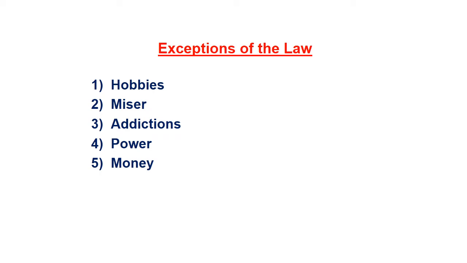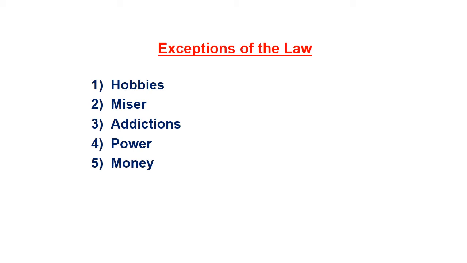The first one is hobbies. Hobbies like reading, writing, collection of rare articles. What happens in this case? With the increase in additional units of the collection of rare articles or reading of books, MU goes on rising and not falling. So this is an exception of the law.